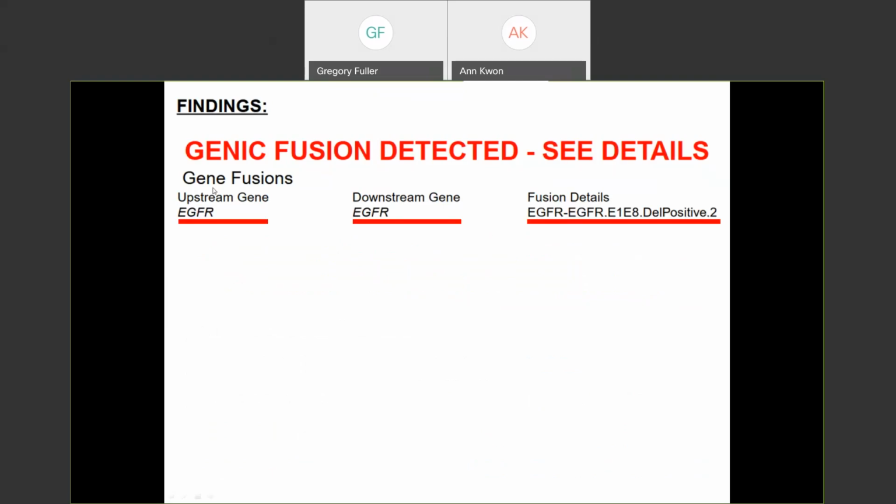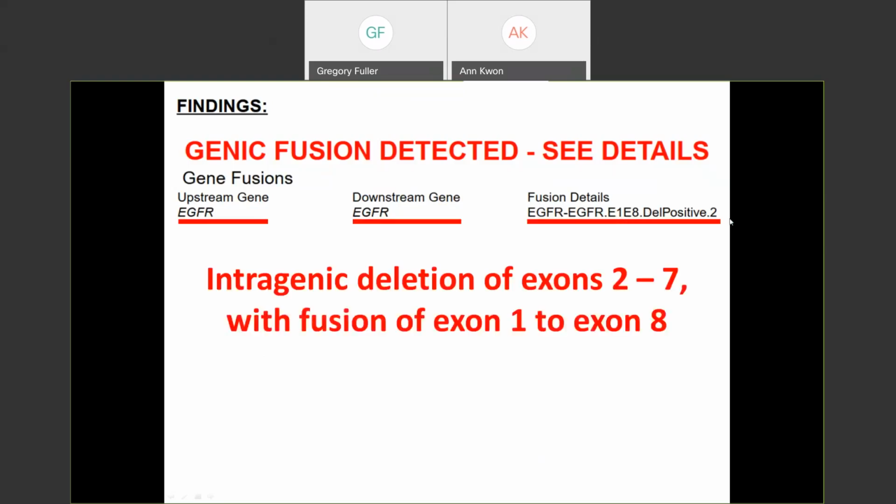Guess what? The upstream gene is EGFR. The downstream gene is also EGFR. Well, what's going on? It tells you right here in the fusion details. It is an EGFR fusion. Well, how do you fuse a gene to itself? You have to delete something in the middle. So the fusion is between exon 1 and exon 8. Exons 2 through 7 are deleted, and that's what this DEL says. It's a deletion. So this is an intragenic deletion of exons 2 through 7 with fusion of exon 1 to exon 8. What do we usually call that?